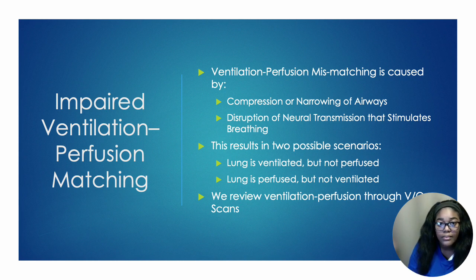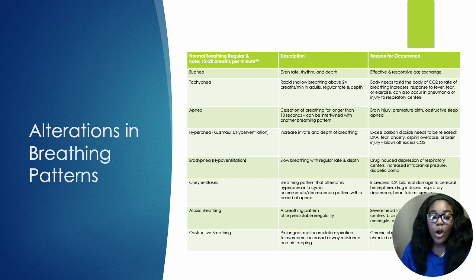Now we'll look at our alterations in breathing patterns. First, it's important to note that our normal rate and breathing pattern is regular, and the rate should be 12 to 20 breaths per minute. Anything outside of that can be considered an alteration, but some of these alterations do depend on the severity of it. In this chart, you'll see a variety of breathing patterns that we'll discuss.